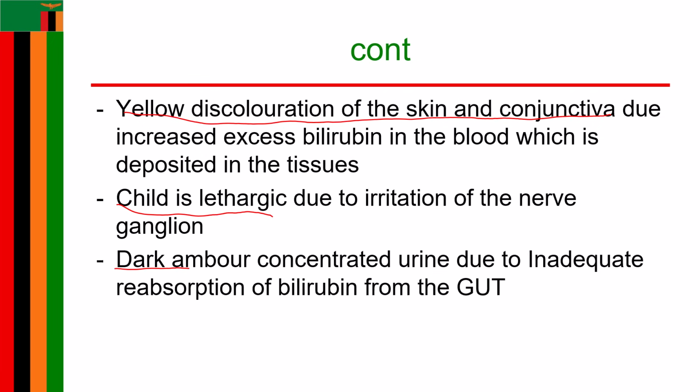And of course, dark urine. This is due to inadequate reabsorption of bilirubin from the GIT, and this causes lack of urobilinogen. So when we talk of some common signs and symptoms, these are some. The question requested for 5, and you can write any 5. Okay, so that is about the symptoms.